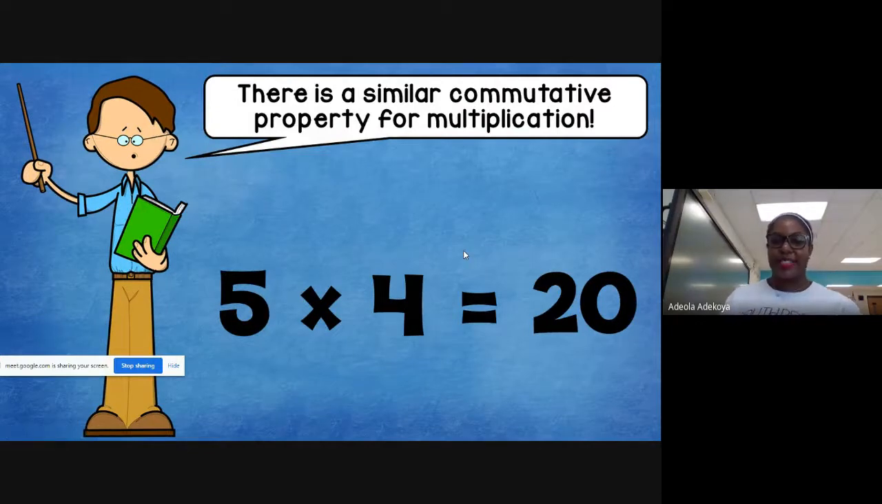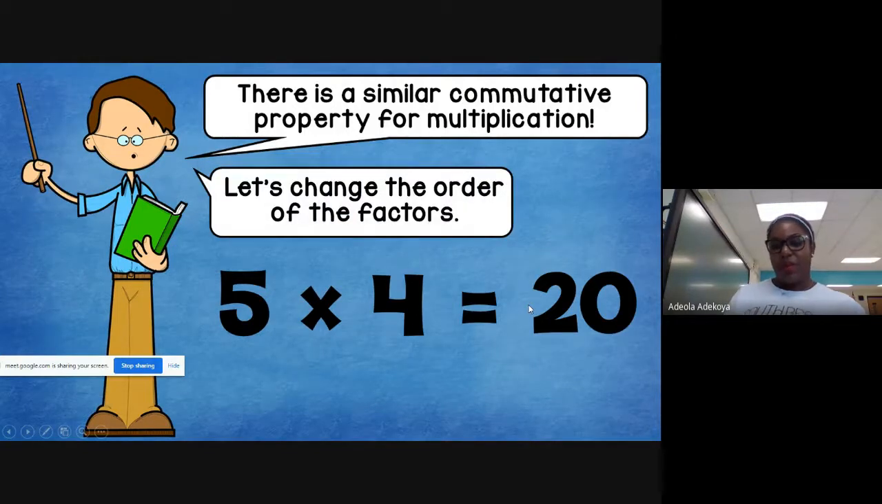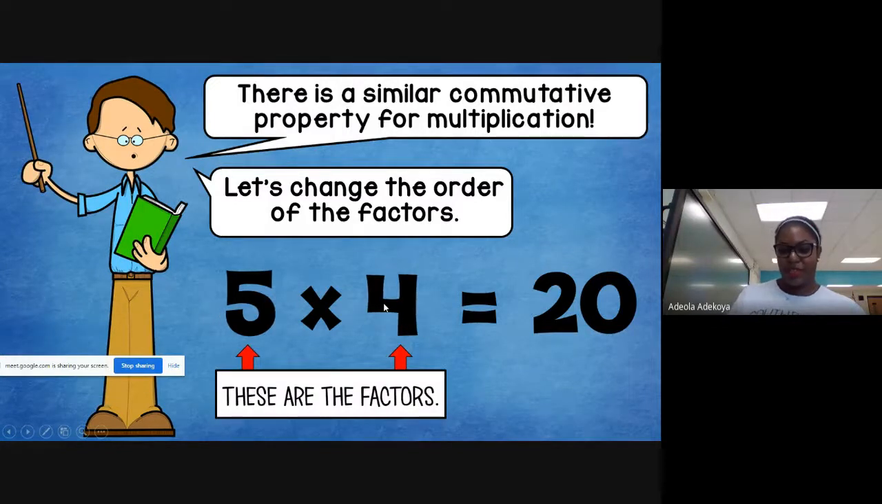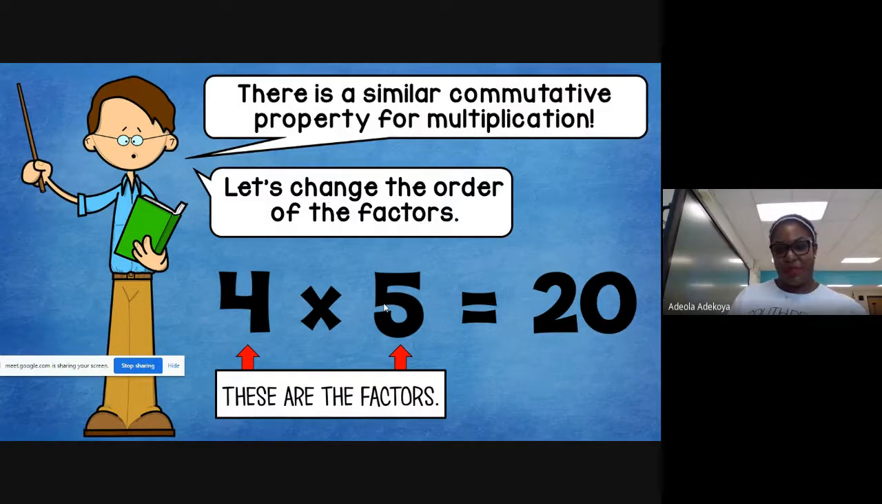All right, so this property or rule is similar to the commutative property for multiplication. So 5 times 4 is 20. What if we change the order of the factors? So this is a factor, and here's another factor. Even if we change the order, it's still going to be 20. 4 times 5 will still give us 20.